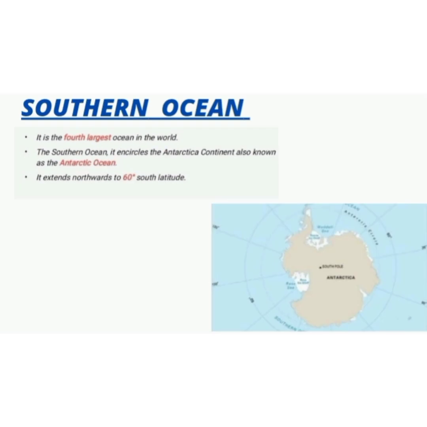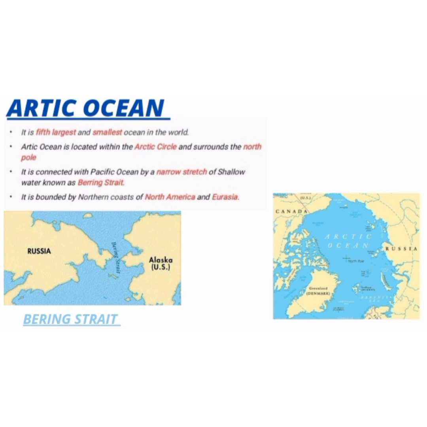Now we will study about the Southern Ocean. The Southern Ocean encircles the Antarctica continent, and is also known as the Antarctic Ocean, and it extends northwards to 60° south latitude. Now we will study about the Arctic Ocean.